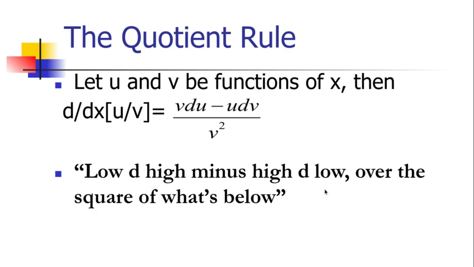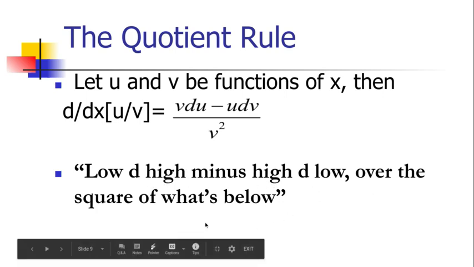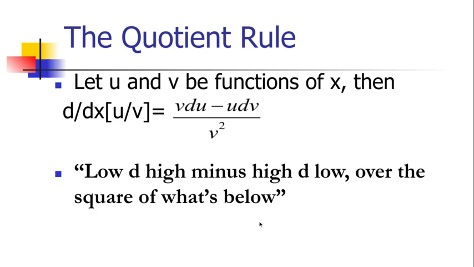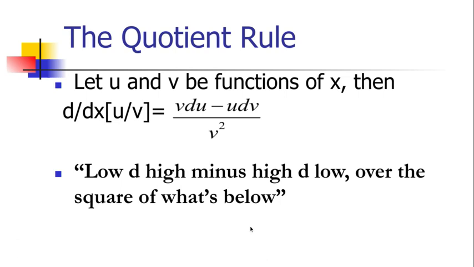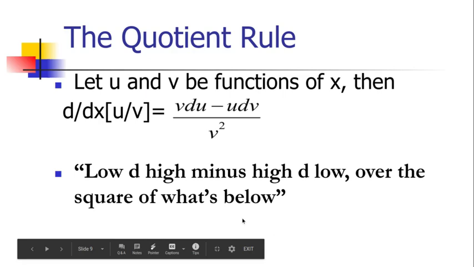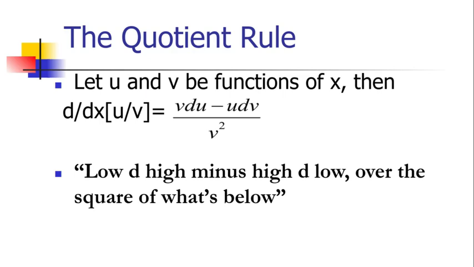Low d high minus high d low over the square of what's below. You should be saying it out loud with me right now as we go through. Let's do it again. Low d high minus high d low over the square of what's below. Just like when you learned the quadratic formula, you had little ways of remembering that. This is the one that we're going to use for quotient rule. Say it as many times as you need. It's not going to change.